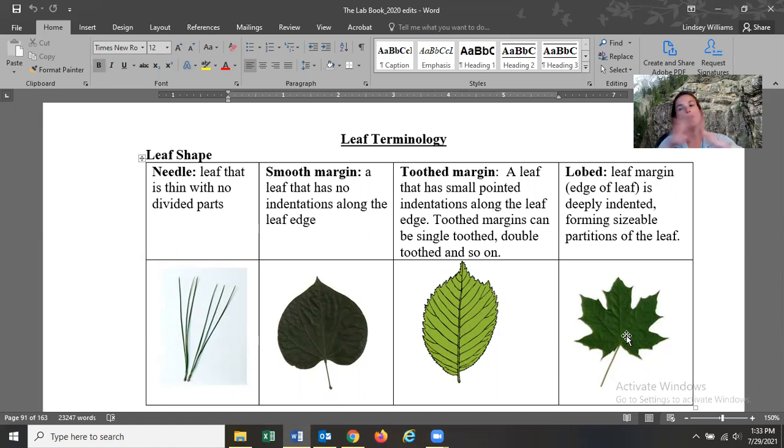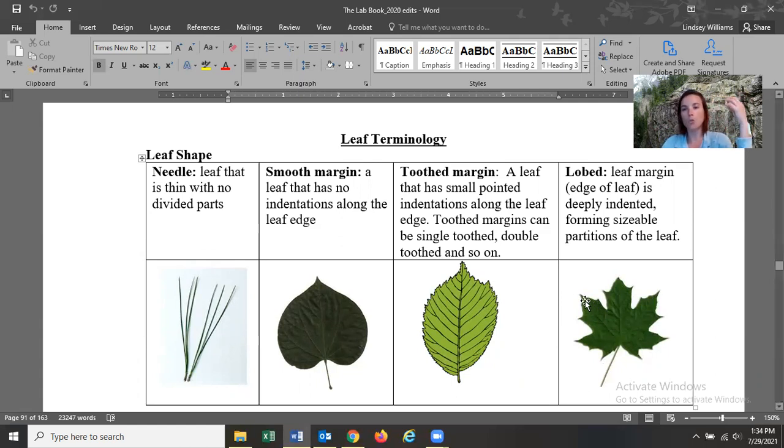Now, that is not perfect because nature is not perfect. So you will not always, every single time, see the veins going from stem to tip on a lobed leaf, but it's a good rule of thumb, okay? So if you have multiple veins going from the stem to the tip in multiple parts of the leaf, as opposed to just one main vein, it's a good likelihood that you've got a lobed leaf.